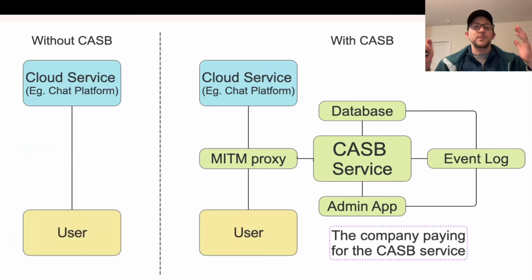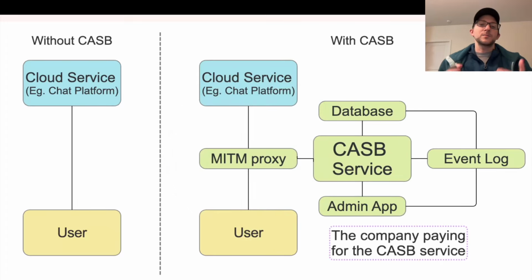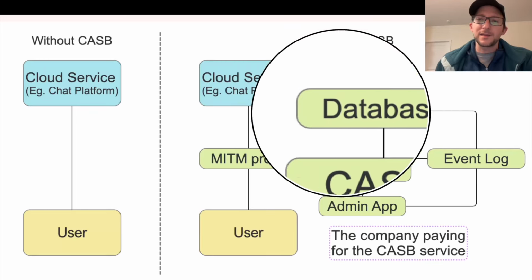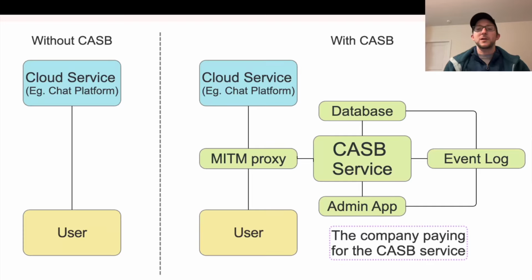So that all comes back to this diagram that I showed you earlier, where the CASB service essentially comes in, connects between the user and the cloud service to intercept all the data, and then all that data can be processed in the database and get sent to the event log so that a system administrator can view the data and take appropriate actions as necessary.